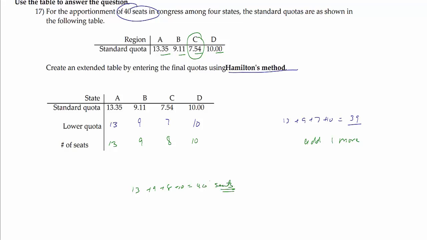Again, briefly, the Hamilton method: first find the divisor and the standard quotas, then round down, and if you're short any seats, add them based on the largest decimal part. In this case, if I were short 2 seats, I would give one to C, and the next one would go to A. After that, I would give it to B, and then if necessary, D.